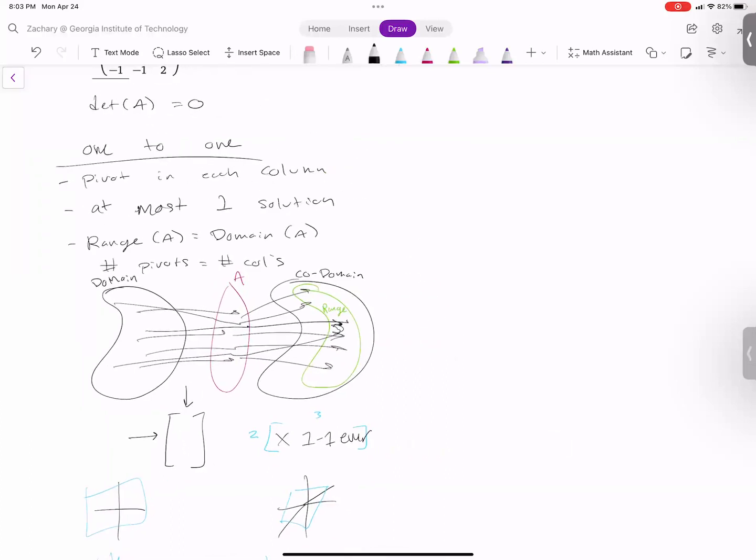So moving on to onto, this is what I'll just write over here. These two things are converses. If one-to-one has a pivot in every column, onto has what? Pivot in every row. If one-to-one has at most one solution, onto has at least one solution. If for one-to-one the range is equal to the domain, for onto the range is equal to the codomain.